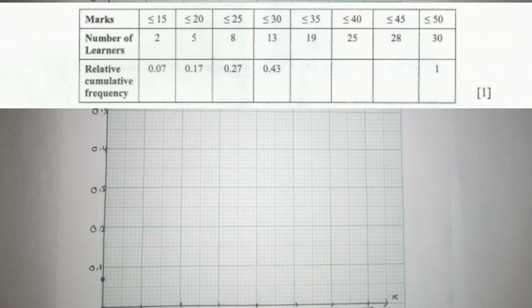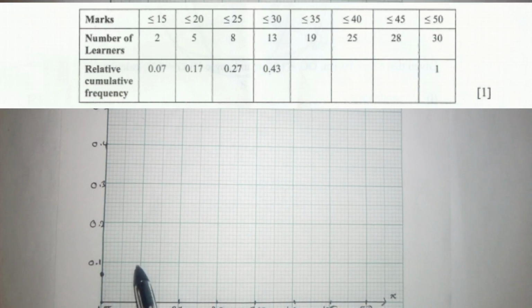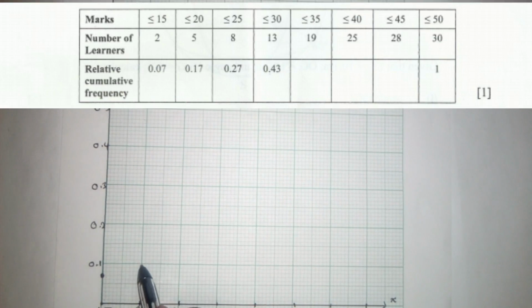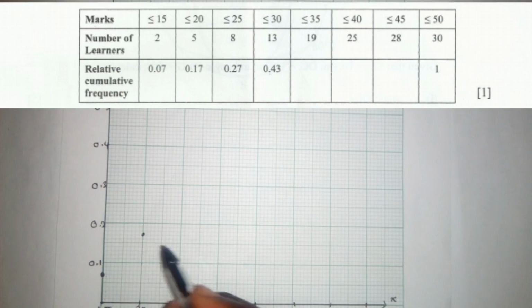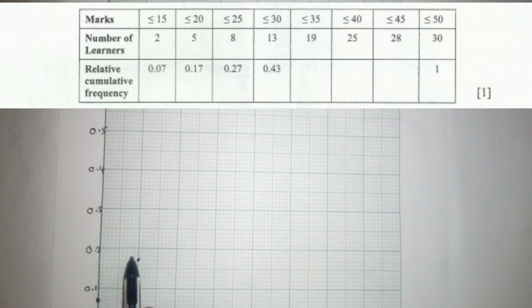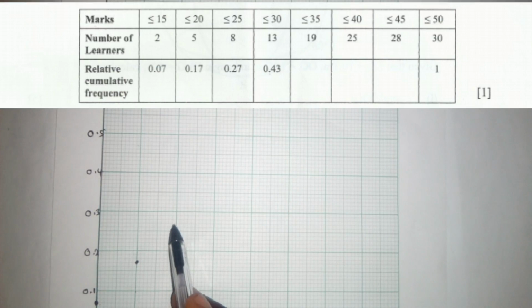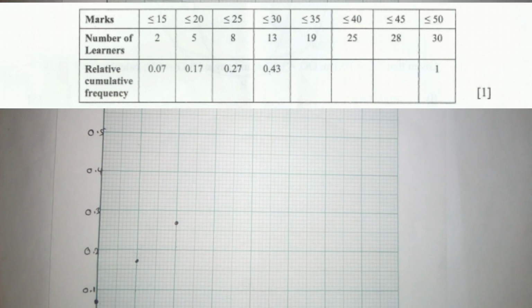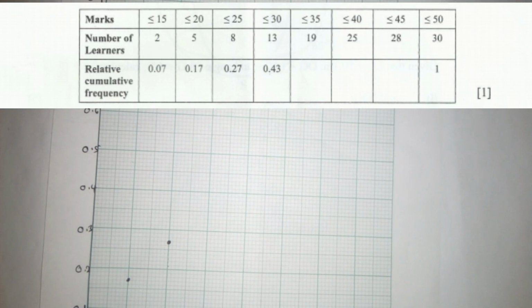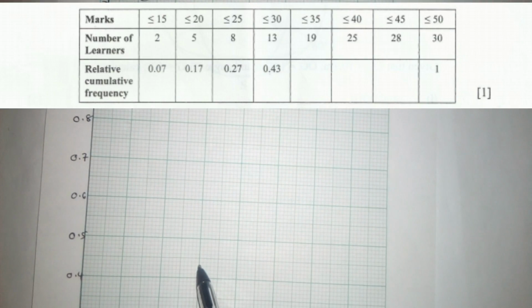Next will be 20, 0.17. So 0.17: 1, 2, 3, 4, 5, 6, 7, must be here. The next one will be 25, 0.27. 0.2 is here, and 7 is 1, 2, 3, 4, 5, 6, 7. It's over here. Next one will be 30, 0.43. So 4 is here, 3 is 1, 2, 3 over here.